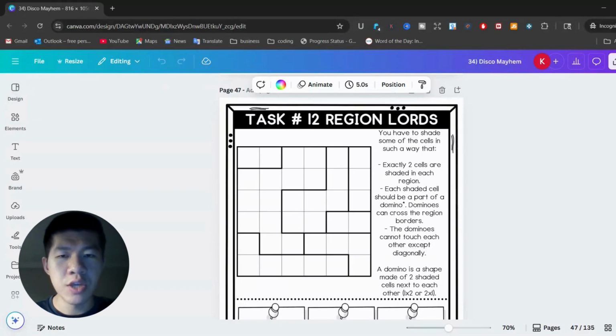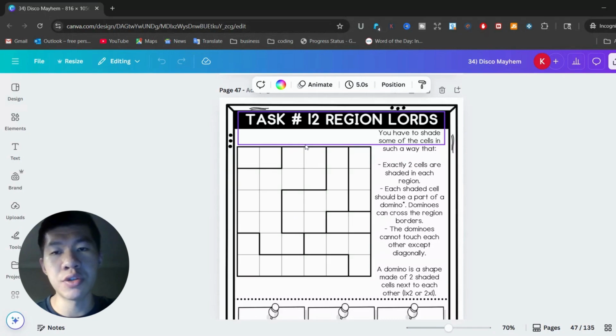In Region Lords, you have a grid that is divided into different regions, and the goal is to shade these regions so that, one, there are two shaded cells in each region. Each shaded cell should be a part of a domino. A domino is a shape made of two shaded cells next to each other, so either a 1 by 2 or a 2 by 1. The dominoes can cross the region borders, but they cannot touch each other except diagonally.